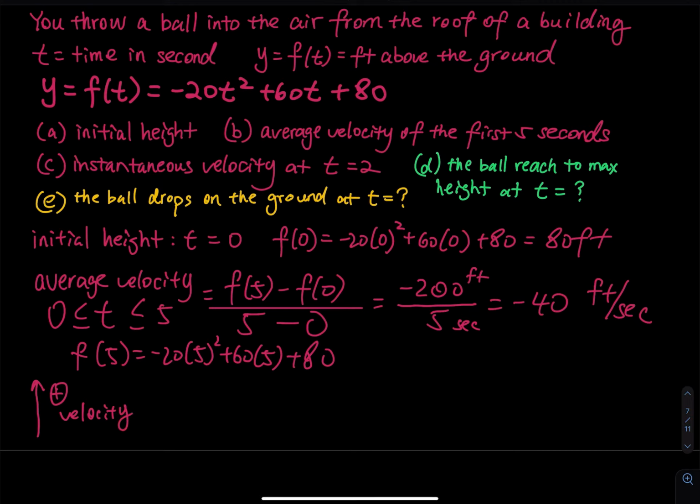So you throw a ball, right? You throw a ball at the very beginning, the ball will go all the way up, reach the top, and then drop down to the ground. So the velocity will go up, up, and then you reach the top and then it will go down. When the ball is going down, we define that as negative velocity.